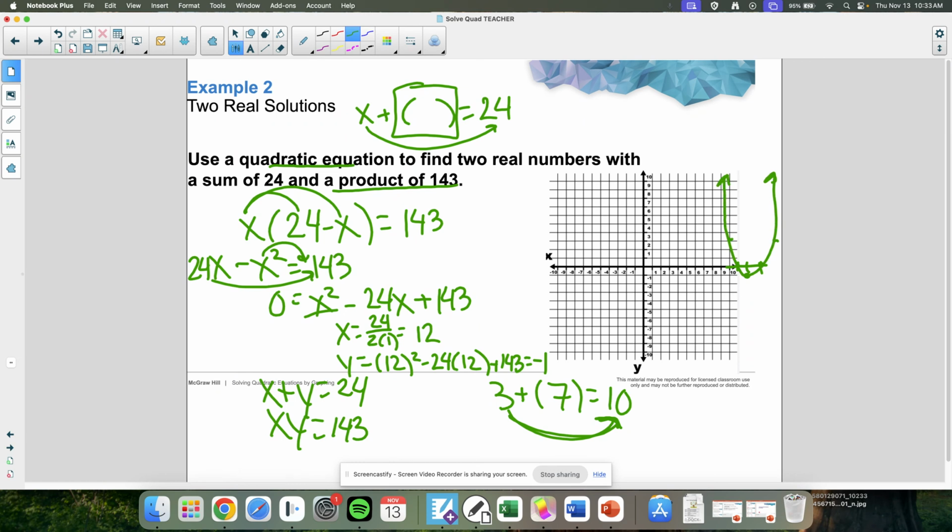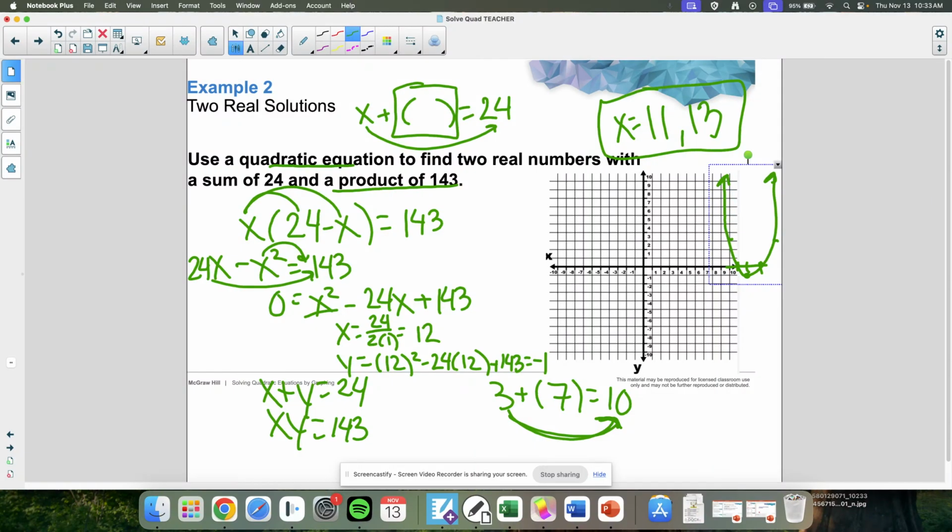We are trying to solve this graph. So once you have your graph, to solve it, you just look to see where it hits the x-axis. Where does this graph hit the x-axis? Where is it on the left side? Where is it on the right side? 13.